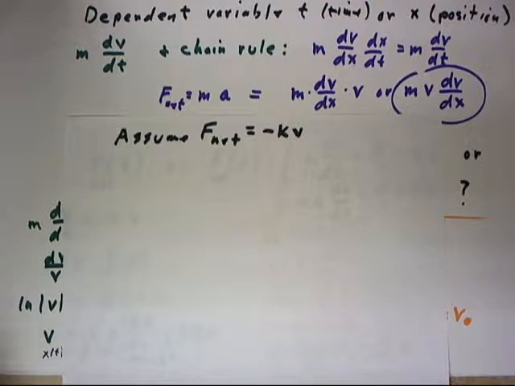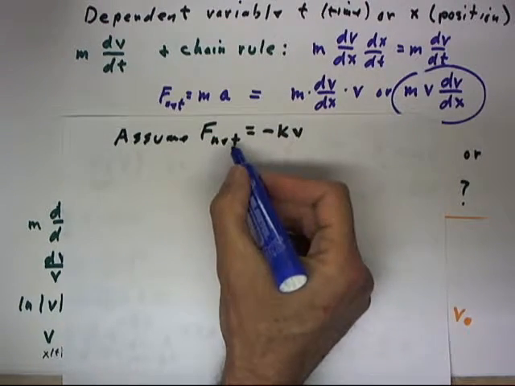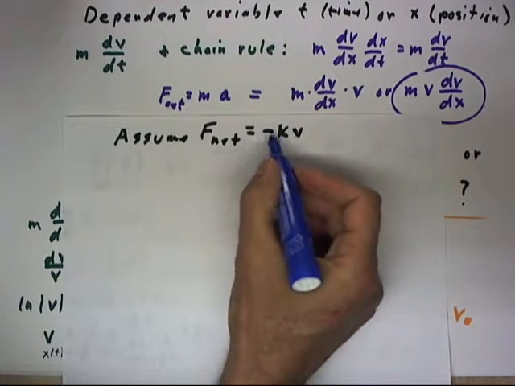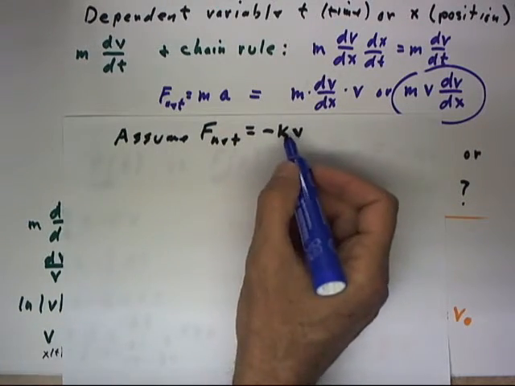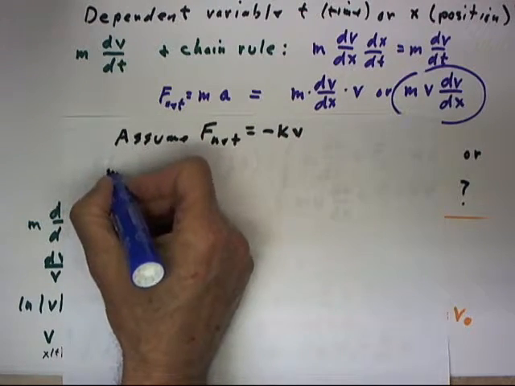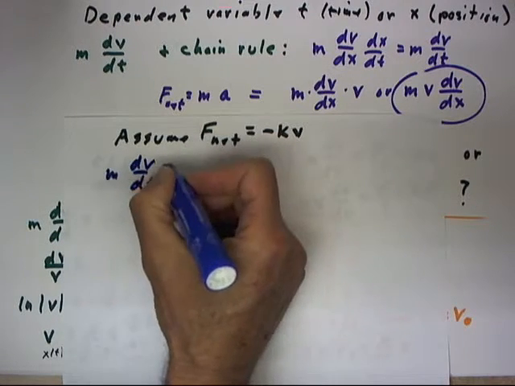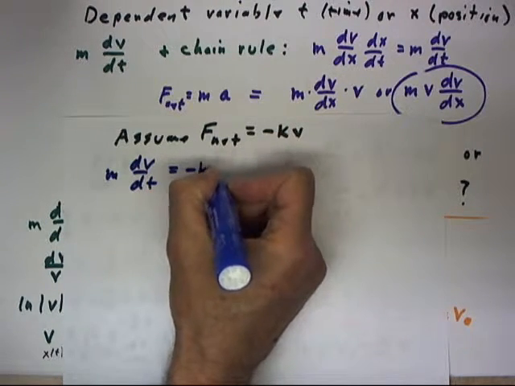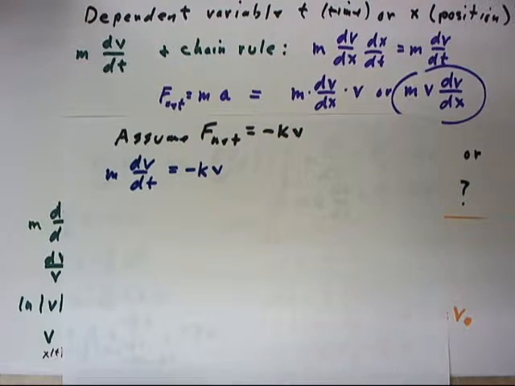Now, if we want to do this in terms of time, then our velocity is going to be a function of time, and our F net is going to be m dv dt. And that's going to give us our equation, m dv dt equals negative kV.